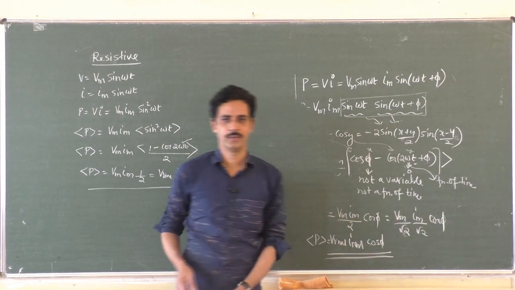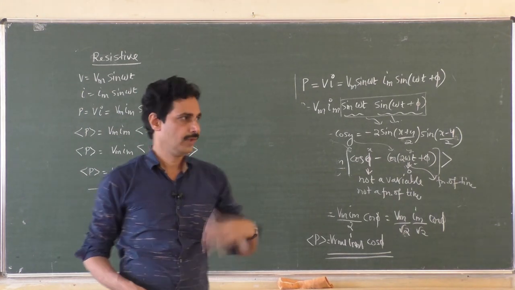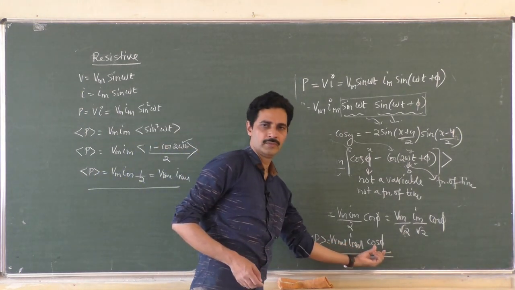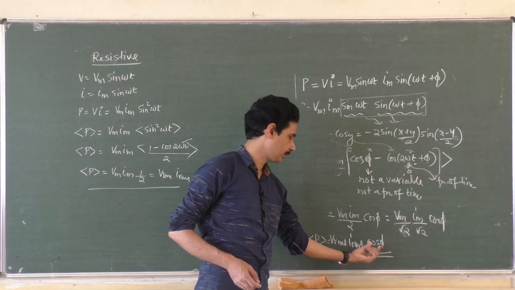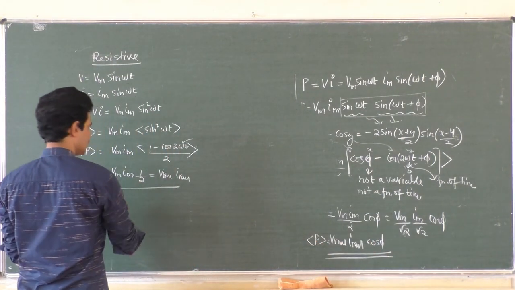So you can prove it like this, the average power. Here cos phi is 1. Power factor for a purely resistive circuit is 1. Phase difference is 0, of course. Phase difference between current and voltage is 0, but power factor is 1. So cos 0 is 1, Vrms into Irms. The same equation you will get.